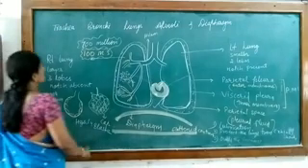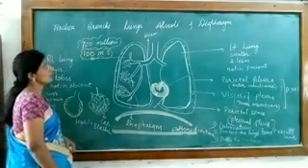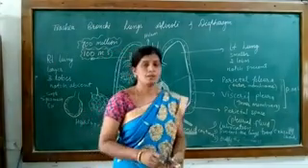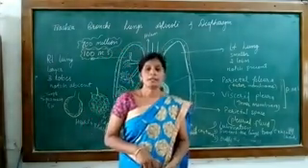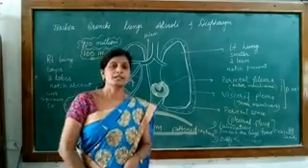So this is regarding the lower respiratory system, that is, trachea, bronchi, lungs, alveoli and diaphragm, which we have seen today, and the rest of the parts we are going to study in the next class.